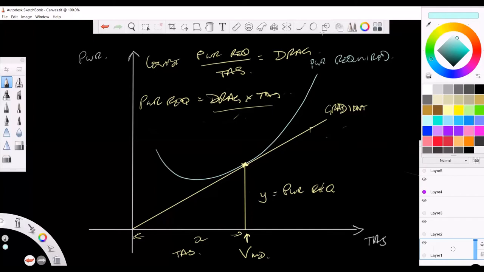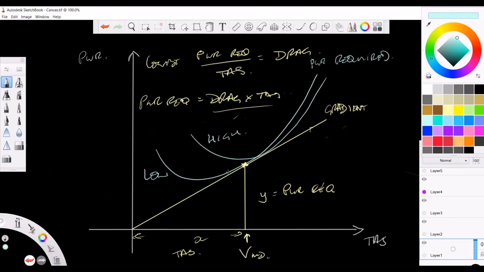The other consequence of this, because minimum drag doesn't change with altitude, is that when we change the altitude, our power curve is just going to follow this tangent. So we've got low altitude here and then high altitude here. The graph must shift up and right, and it must shift along this gradient. They have the same tangent, because minimum drag is always the same. Drag doesn't change with altitude.